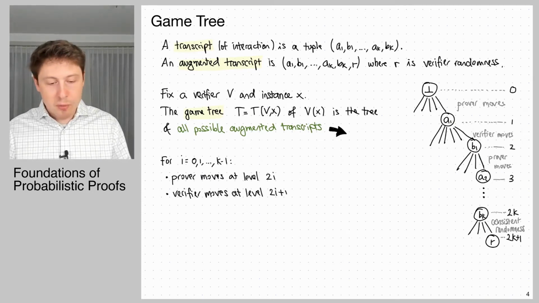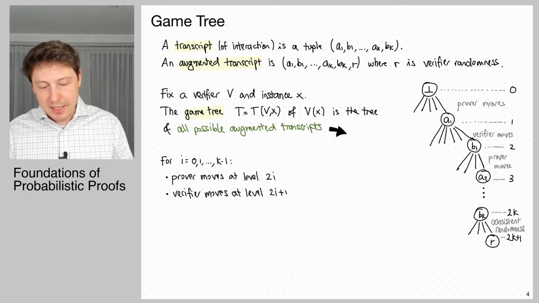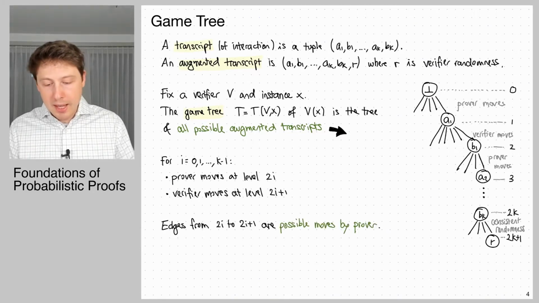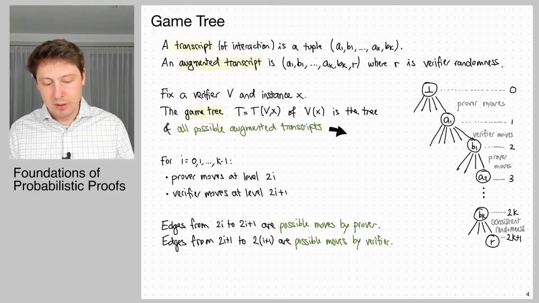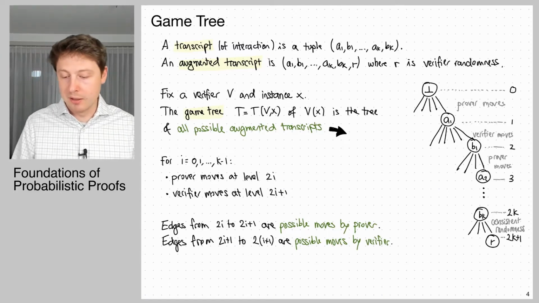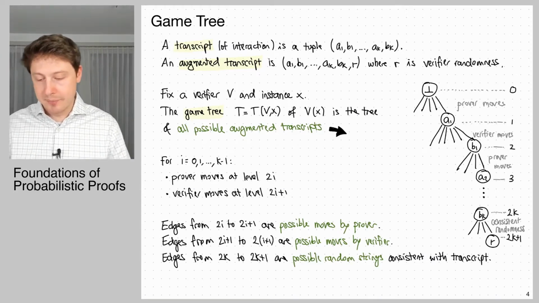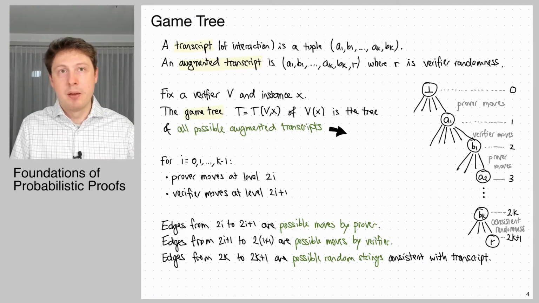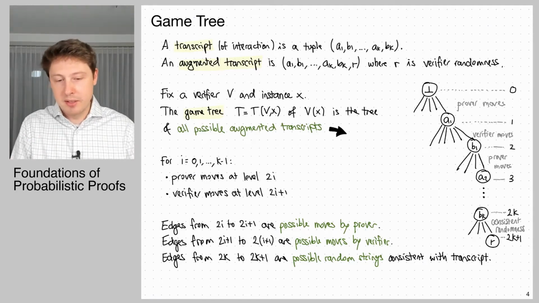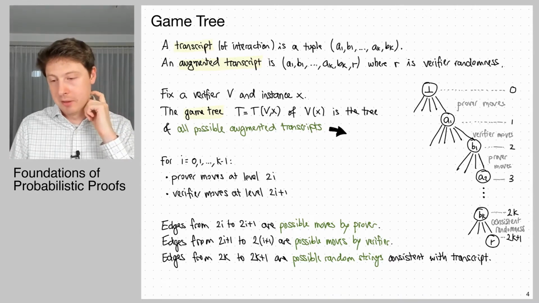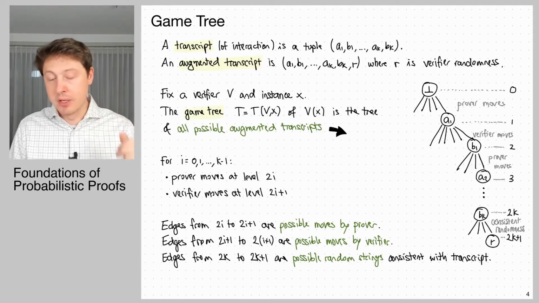So, slightly more formally, the prover moves at even levels, the verifier moves at odd levels, and the edges from even to odd are prover moves, and from odd to even are verifier moves, and the last kind of move is just the extra randomness. Okay, we could have written this slide in lecture 1, right? We just didn't. We were being a little bit sloppier, right? That is the game tree.